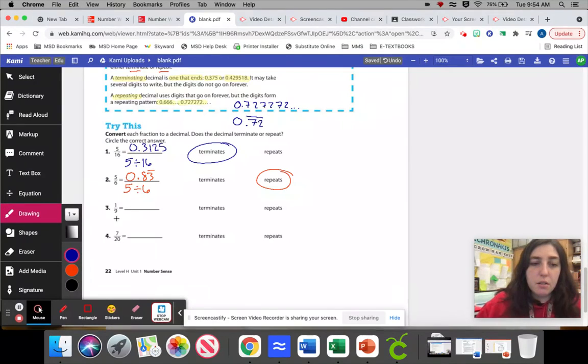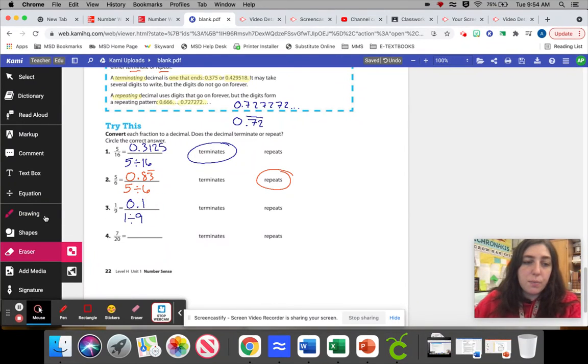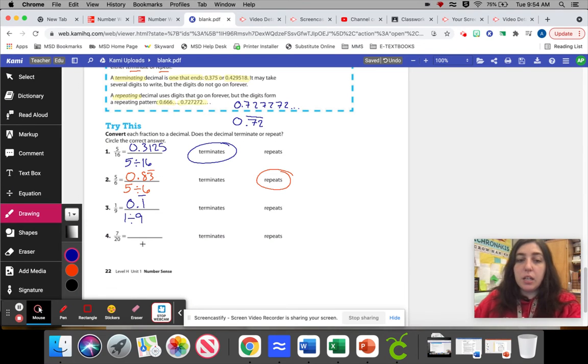All right, number 3, 1 over 9. Remember in our calculators, we're going to put 1 divided by 9, numerator divided by denominator. And when I put that in my calculator, I get 0.111111. So notice how the 1 continues to repeat itself. Again, instead of writing all these 1s, I can just put a repeat bar over the 1, showing that it's going to continue to repeat, and that means that this is a repeating decimal.